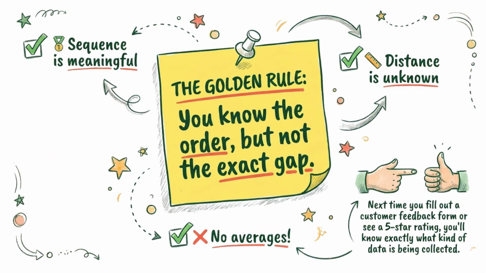The golden rule to remember. And here is the one line you should carry with you forever after watching this video. You know the order, but not the exact gap. Sequence is meaningful. Distance is unknown. No averages allowed. Next time you see a 5-star rating or fill out a feedback form, you'll know exactly what type of data you're creating.